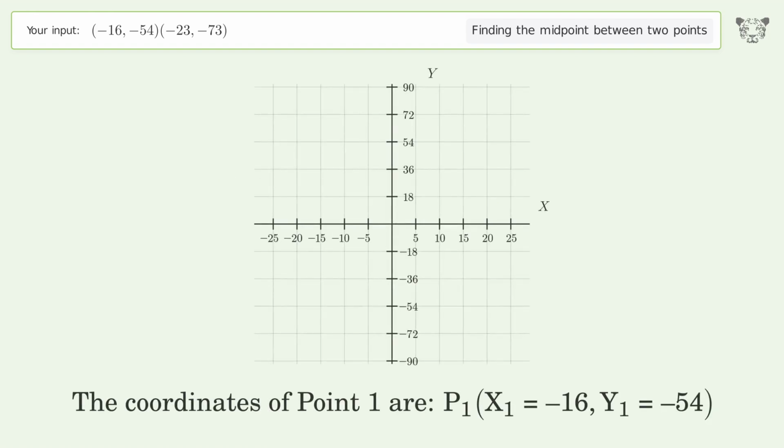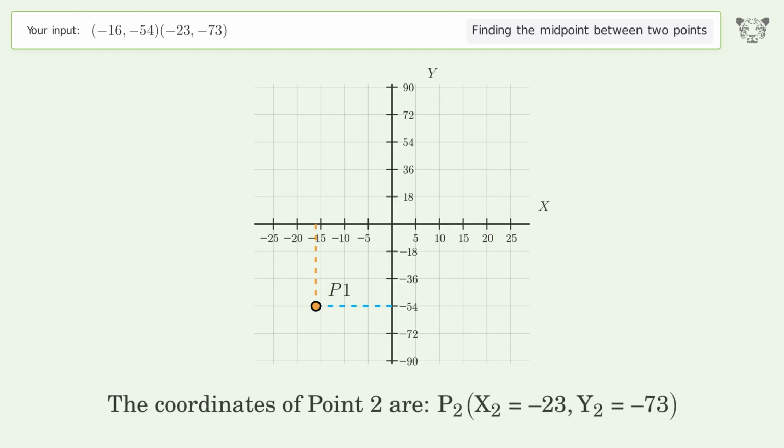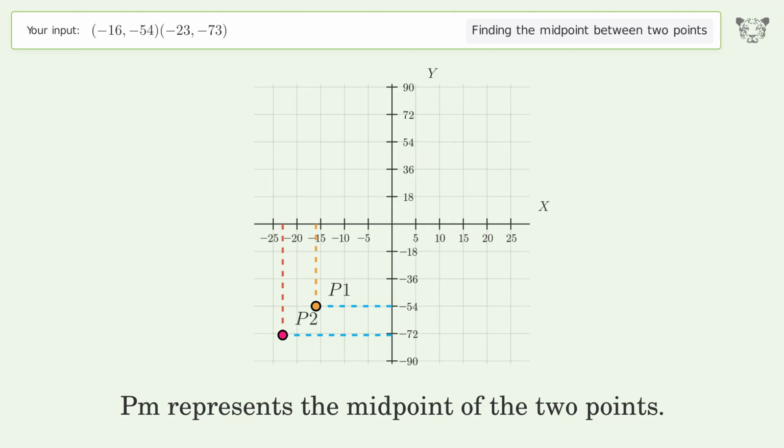The coordinates of point 1 are x1 equals negative 16, y1 equals negative 54. The coordinates of point 2 are x2 equals negative 23, y2 equals negative 73. PM represents the midpoint of the 2 points.